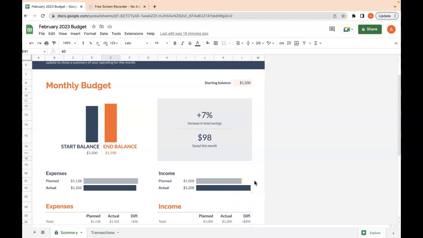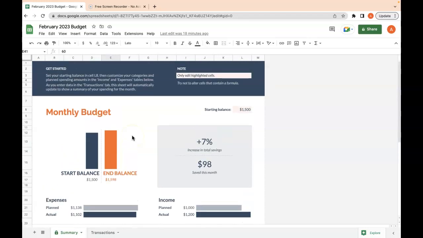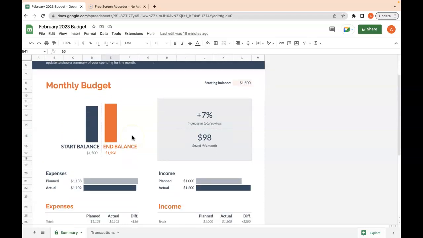Hi, so today I'm going to be taking a look at my February 2023 budget using Google Sheets. As we have here, this is just the platform and the template that I'm using. And in the corner right here on L8, I have the starting balance of $1,500.